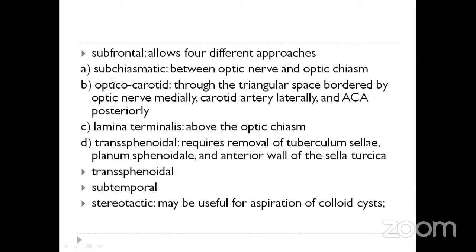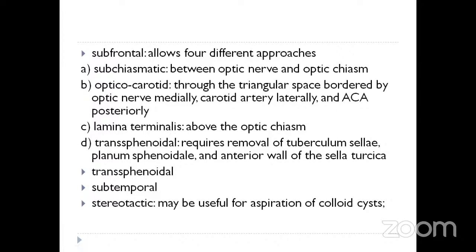By subchiasmatic, it means we are going below the chiasm. We are entering from below the chiasm, so we make an approach between the optic nerve and optic chiasm. In optico-carotid, we approach the triangle that is normally formed between the optic nerve, the carotid artery, and the ACA posteriorly. By lamina terminalis, we can go above the optic chiasm. As we just saw, lamina terminalis is present in the anterior wall of the third ventricle.